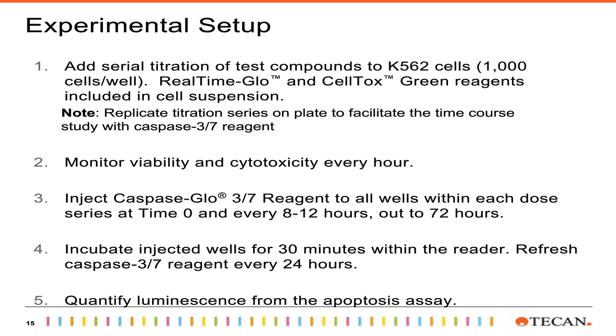So the first thing we did for our first experiment was apply a serial titration of the various test compounds to our K562 cells. Our starting concentration was 100 micromolar, and we titrated down all the way to submicromolar levels, including a no compound control. So the K562s were plated in a 384 well plate, and if you recall how I referred to the real-time glow assay earlier, we erred on the side of using slightly fewer cells, so 1,000 cells per well, so that we have enough room there for the cells to grow and proliferate over time so that they do not consume all the real-time glow substrate throughout the course of our experiment.